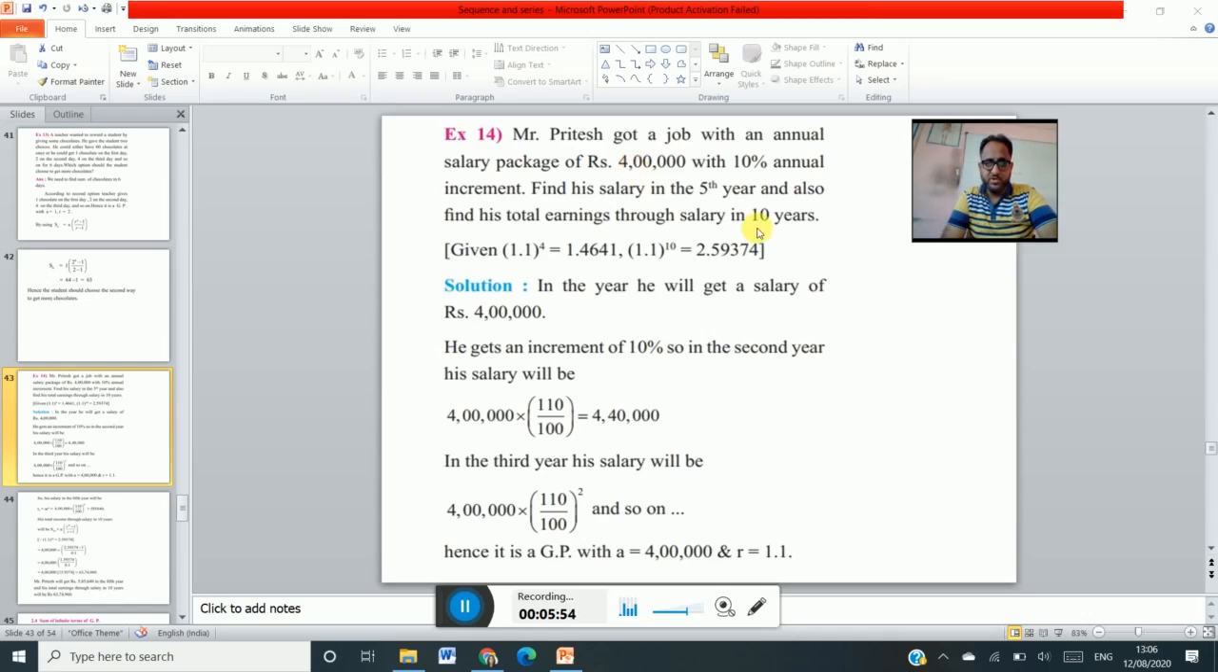So in the first year he will get a salary of 4 lakh. He gets an increment of 10% in the second year. So 110 divided by 100, a 10% increase, meaning in the second year his salary becomes 4,40,000, because 10% of 4 lakh is 40,000. So that should be added here.